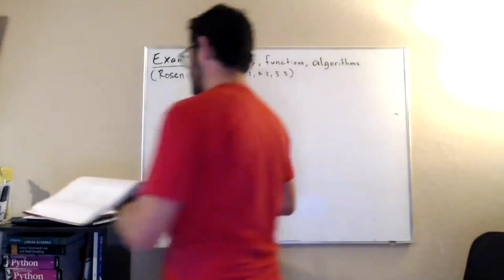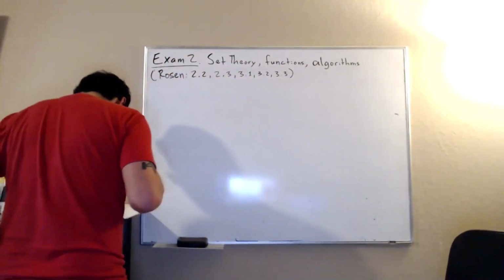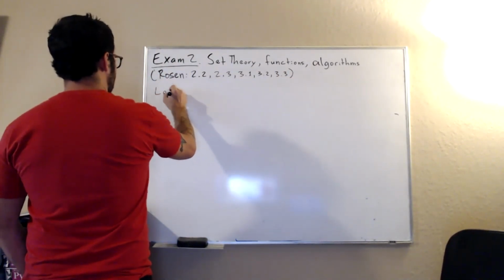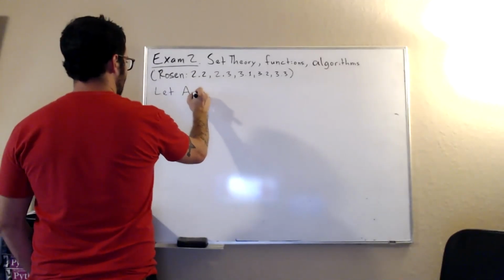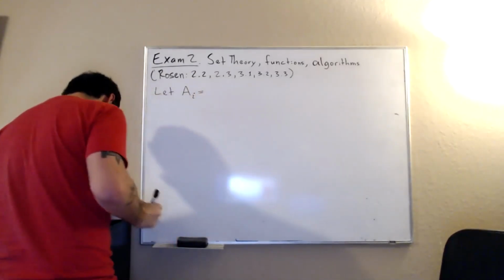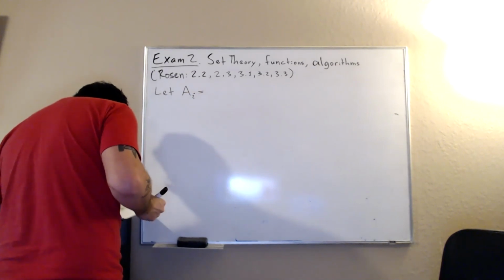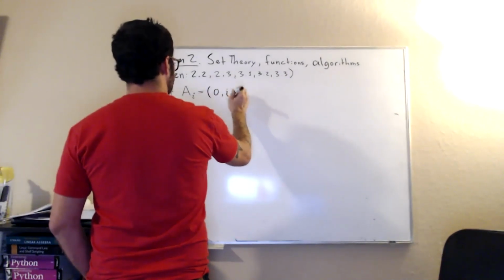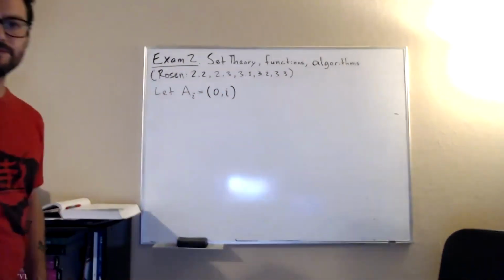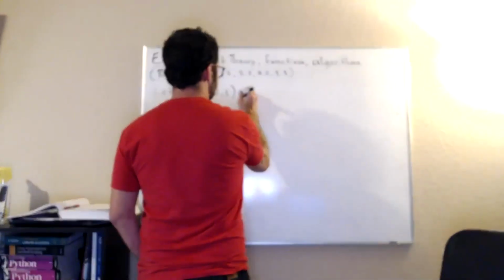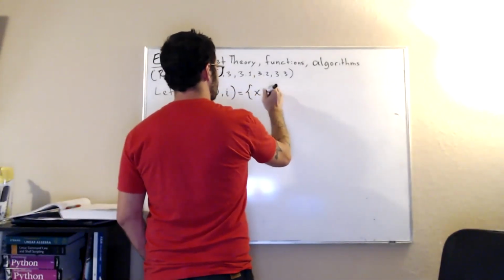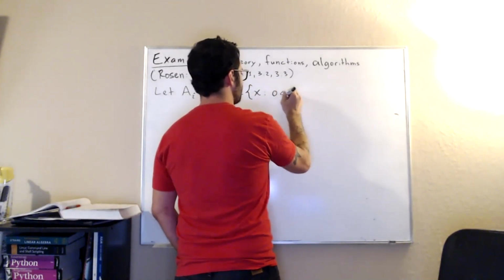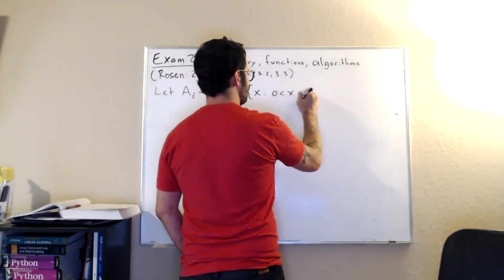Say something like, so let A sub I be the set, the open interval 0 to I. So in using set notation, this would be the set of all x such that 0 is less than x, which is less than I.